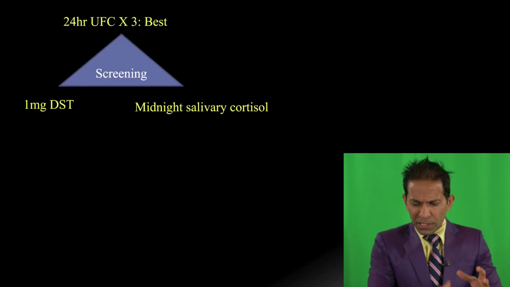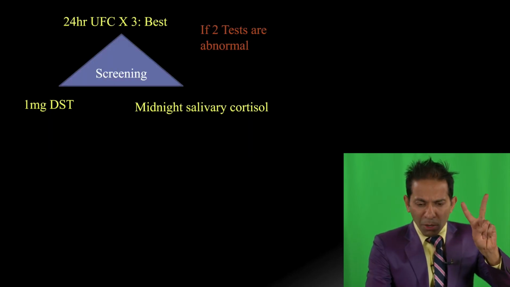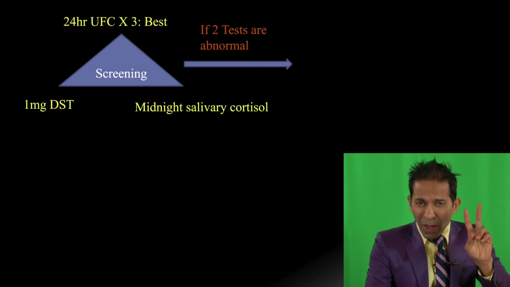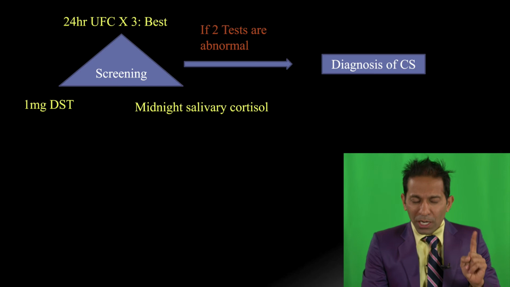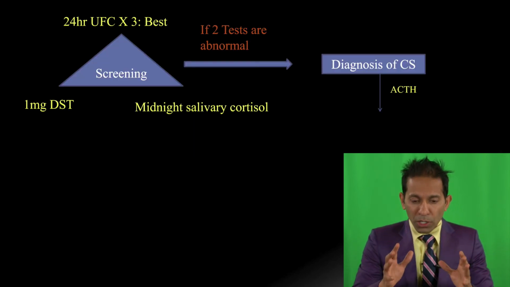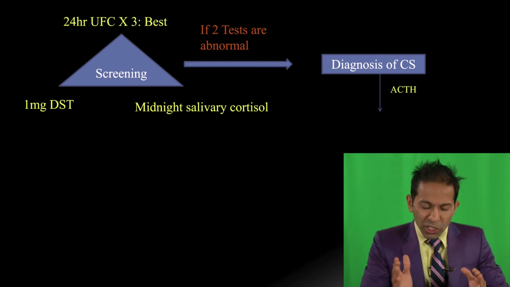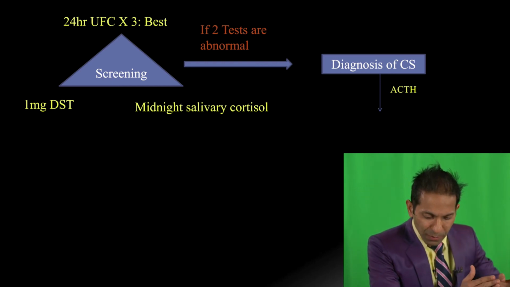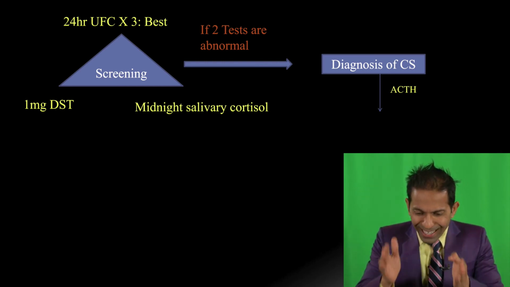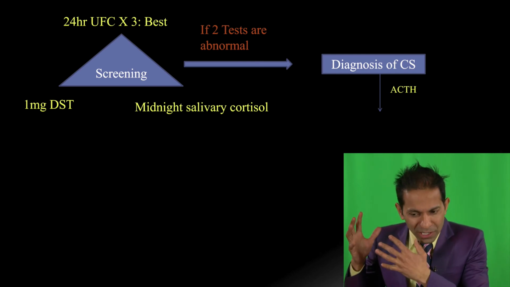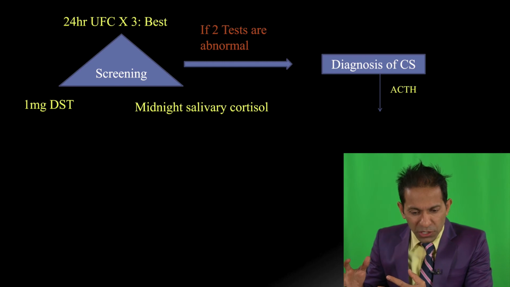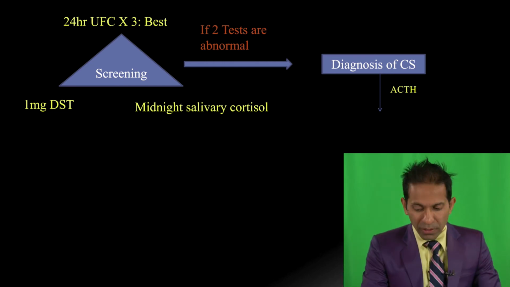So let's go back to our slide. If the patient has 2 abnormal tests, you have a biochemical diagnosis of Cushing syndrome. And the first step you want to do is check serum ACTH level. So that's what we're going to do. We have checked her 24-hour urine cortisol, which is abnormal. We'll do late night salivary cortisol level. And if that is abnormal, the patient has a biochemical diagnosis of Cushing syndrome, and then you check ACTH level.